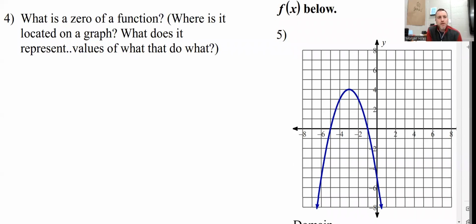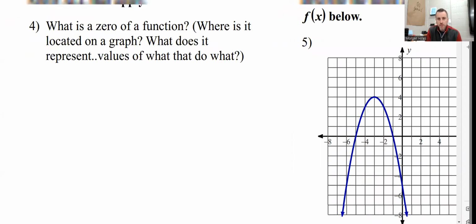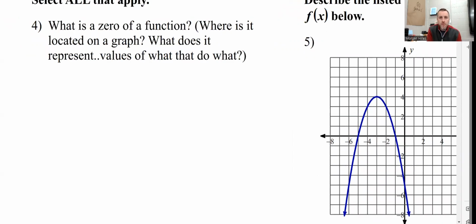Hey, everybody, let's talk about zeros. Zeros are known by many names. One of them is zeros. Another one is solutions, x-intercepts. I think that's it. And so these are really important points.